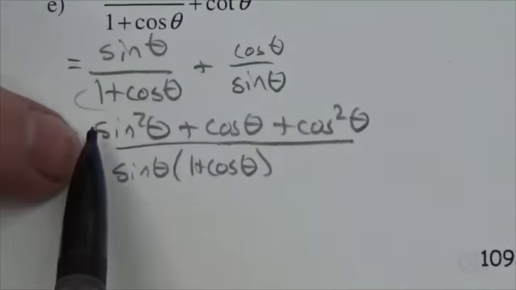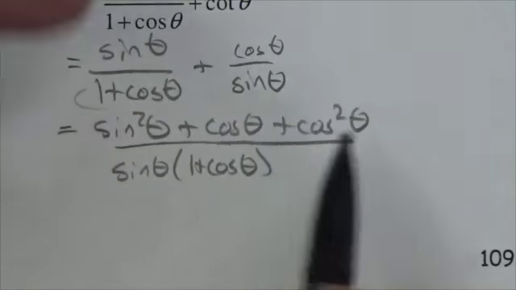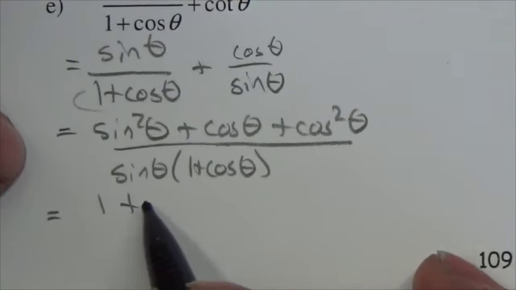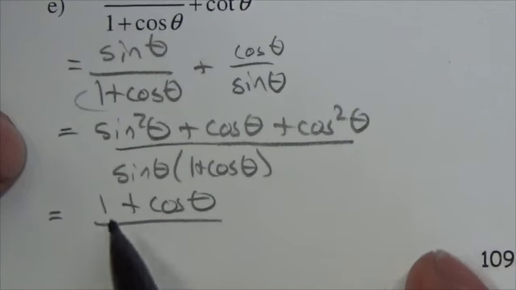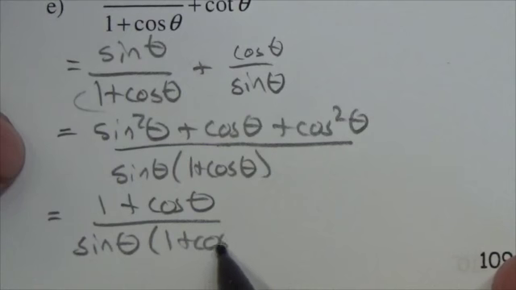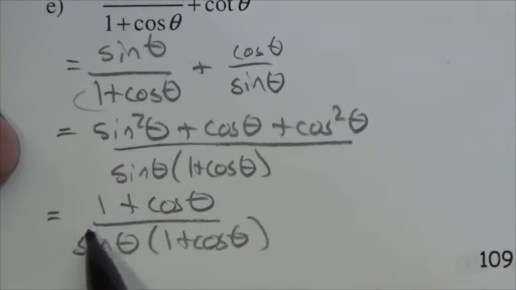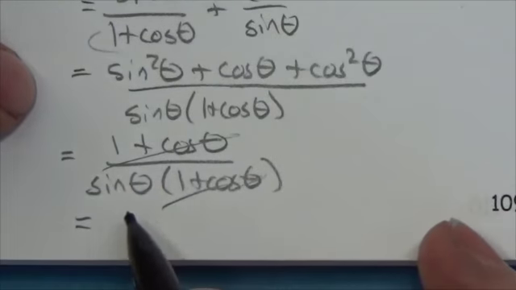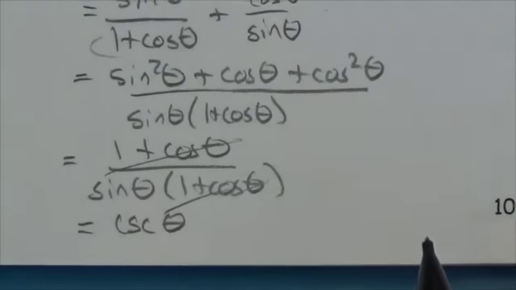Now, sine squared and cosine squared, when I add those together, I'm going to get 1. That's the Pythagorean identity. And then I get 1 plus the cosine of theta in the numerator over sine of theta times 1 plus the cosine of theta. And notice that those are the same too. So I'm left with 1 over the sine of theta, which is the same as the cosecant of theta.